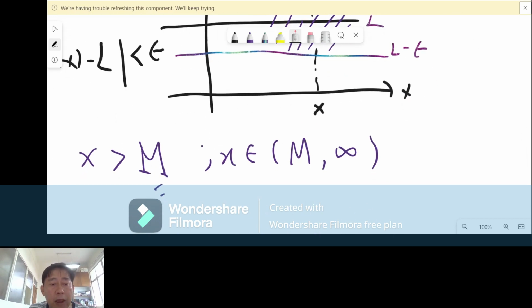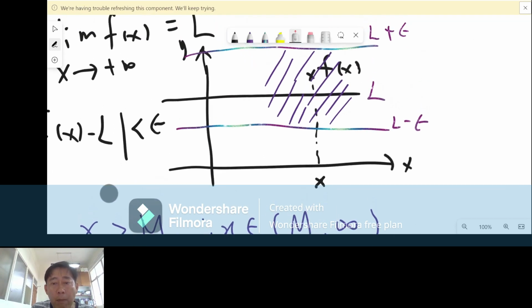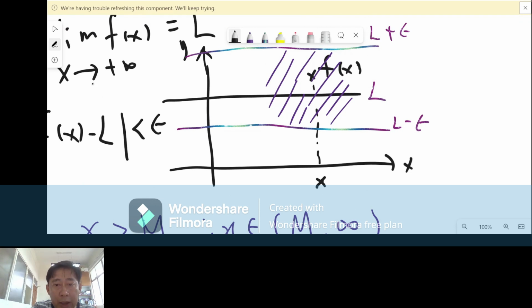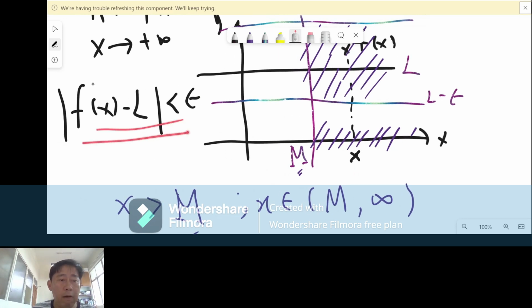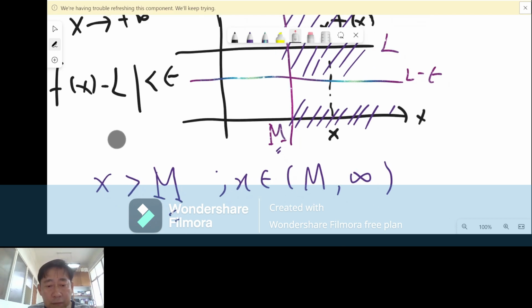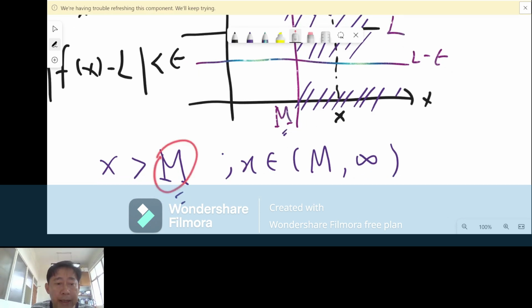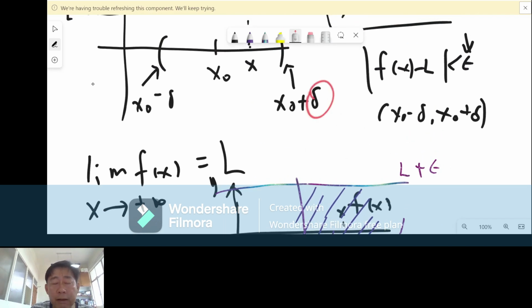In this case, you have to specify a value of m such that, when you have a value of m somewhere here, as long as the value of x is lying in a region larger than m, from m up to infinity, m not included, then the condition |f(x) - L| < epsilon is fulfilled. And this value of m plays the role of the value of delta.